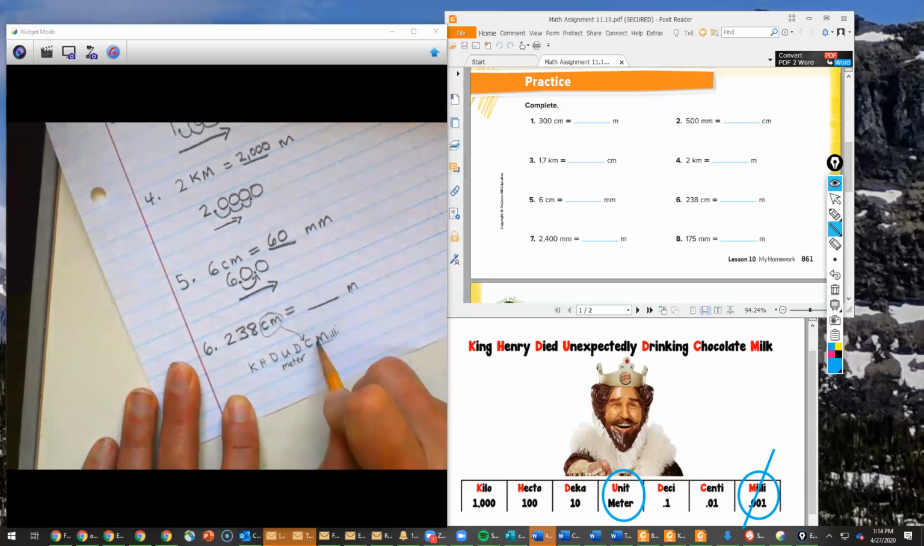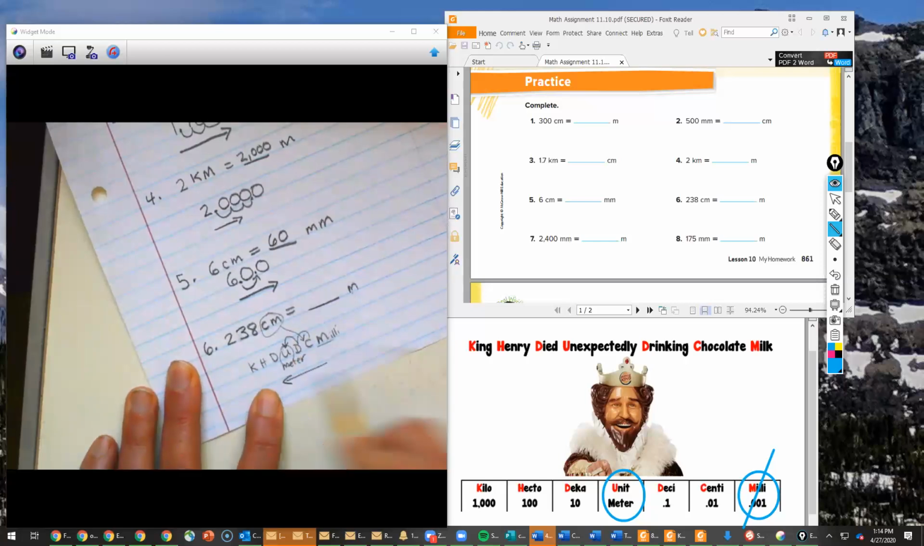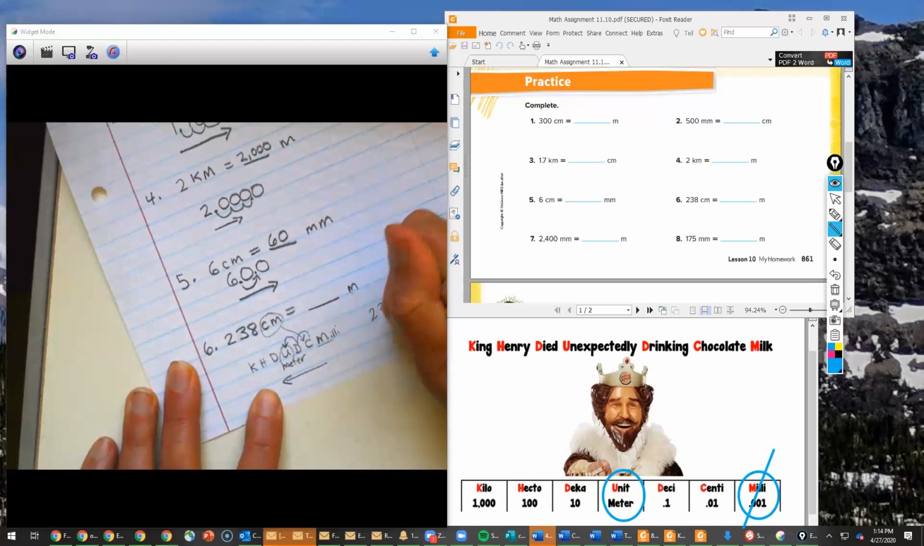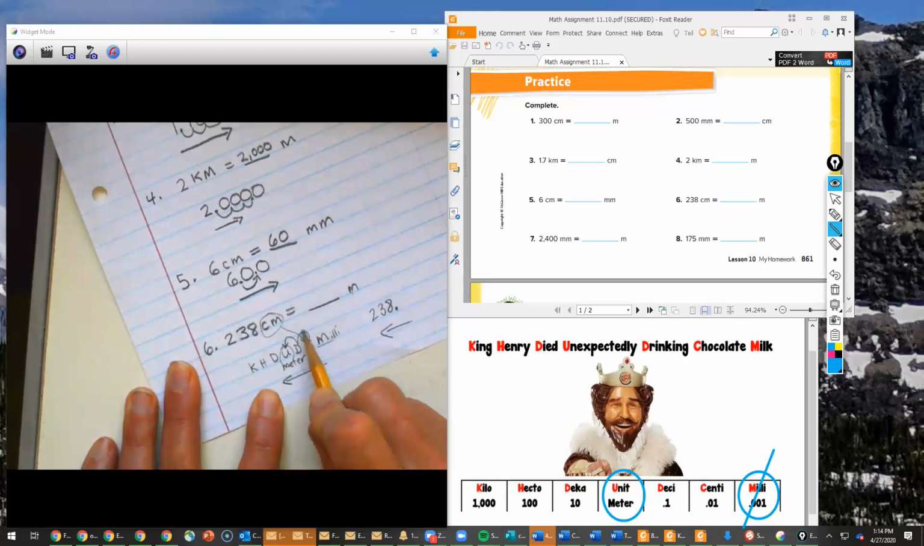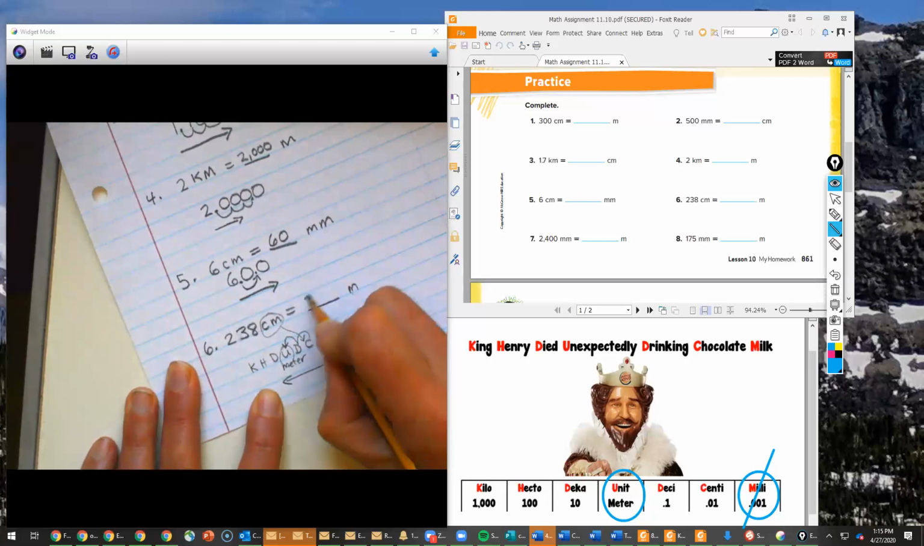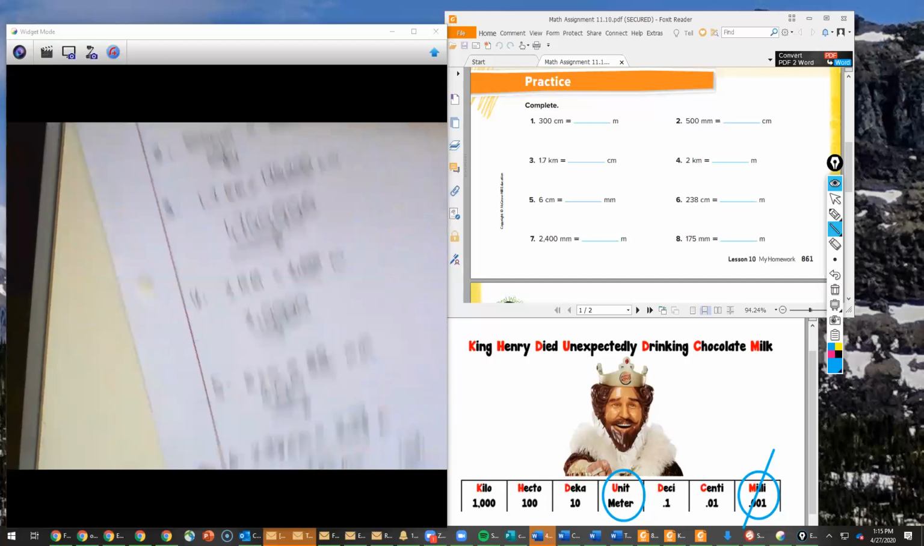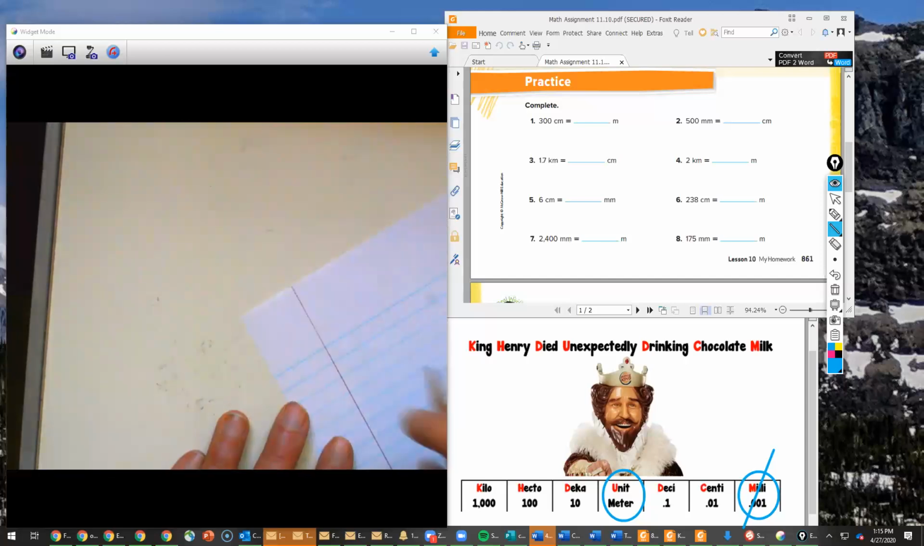So what we're going to do here, since I'm at centimeters, I'm going to look and go over to meters where I'm at. And it looks like all I'm going to do is move over 1, 2 decimal places to the left. So I'll do that right now. All right, my 238, right at the decimal point. I'm going to be moving 2 spaces, 1, 2. And now I have 2 38/100ths meters is equal to 238 centimeters. Let's go on to number 7 and 8.